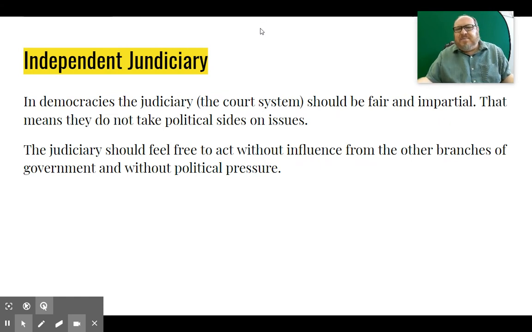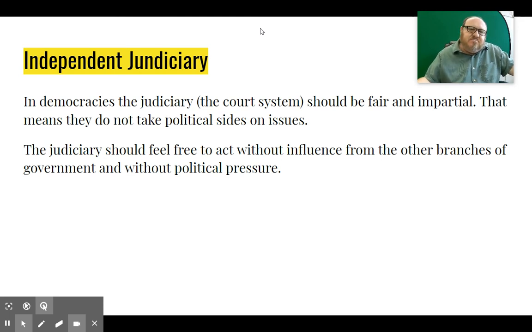Okay? Independent judiciaries, that's the court system. Okay? The court system should always be independent. That means impartial. Impartial and independent. That means that they should not be taking sides on any political issues. Okay? Shouldn't be taking political sides, shouldn't be taking sides on issues. They should make their decisions based on the law as it is. Okay? So, the judiciary needs to feel free to act without influence from other branches of the government and without political pressure.